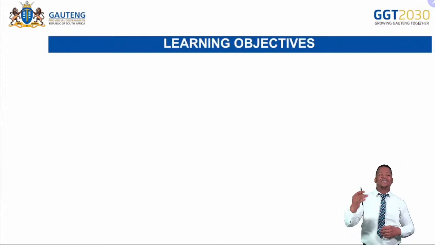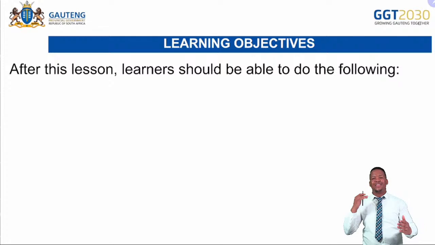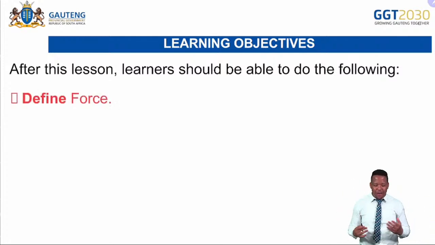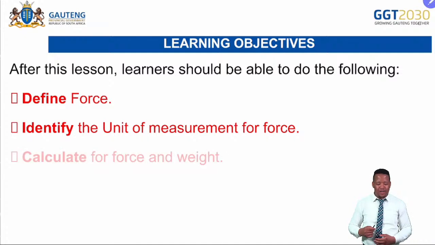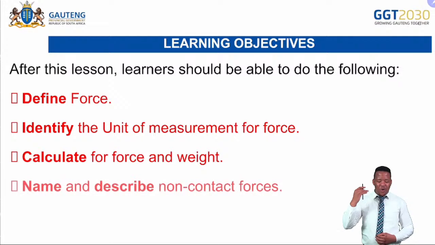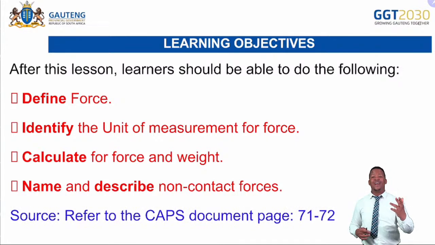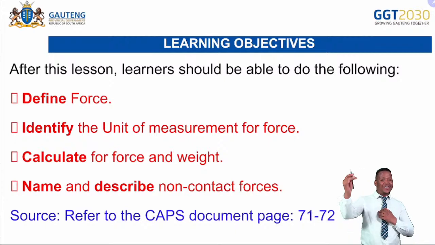So our lesson objectives go as follows. After this lesson, I want you to be able to do the following: define a force, identify the unit of measurement of force, calculate force and weight, and also name and describe the non-contact forces. All our objectives are found in our CAPS document, page 71 to page 72.